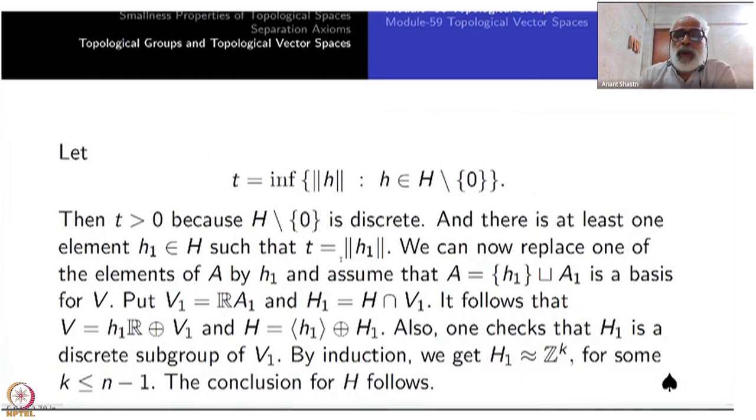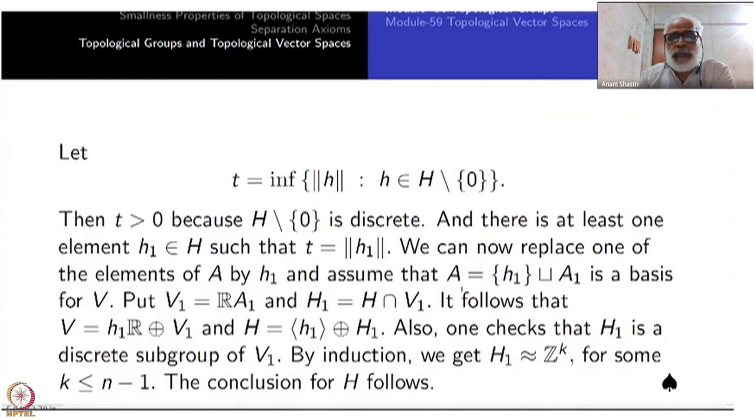You can now replace one of the elements of A by h1, and assume that A is h1 union some other finite set, which is a basis for V. You can trade. How do you do that? Remember, write this h1 as alpha 1 v1 plus alpha 2 v2 plus up to alpha n vn. One of the alphas must be non-zero, so let us say alpha 1. Then instead of v1, you can put this h1 and keep the other v2, v3, up to vn as they are, and that will also be a basis. So this is trading. This is also part of the linear algebra used to prove that any two bases have the same number of elements. I am just recalling some linear algebra for you, that's all.